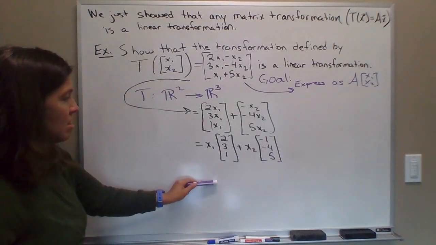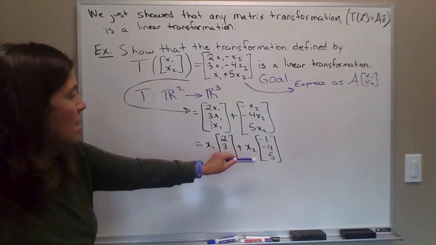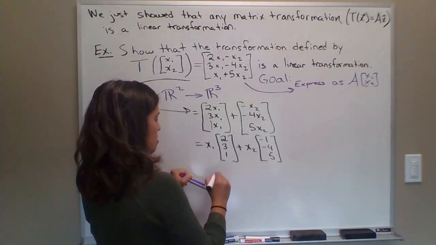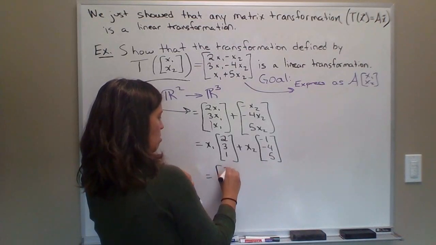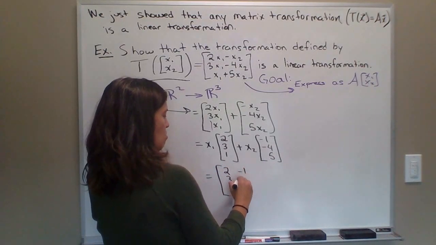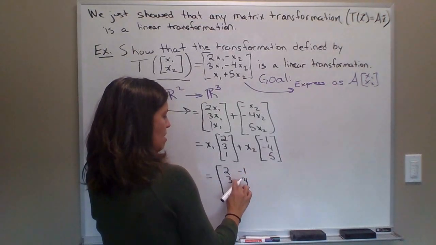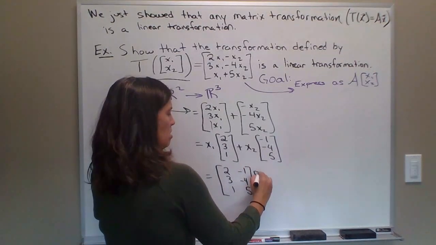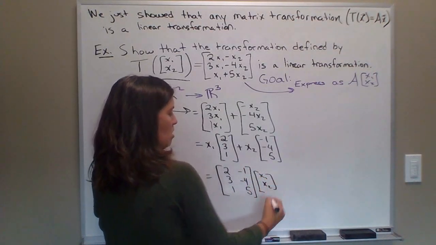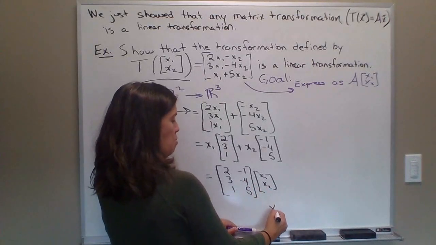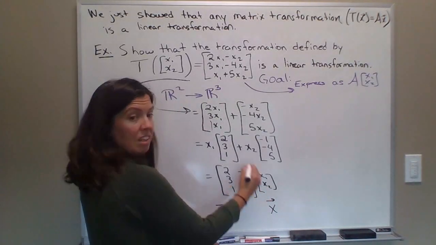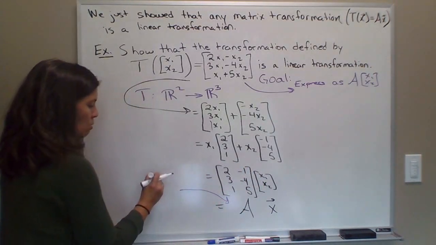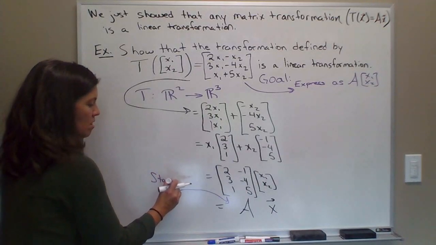And then when you take a step back and look at this, that looks like a matrix vector product right there, where these guys are the columns of A: 2, 3, 1, negative 1, negative 4, 5. And these are columns, I don't want it to look like subtraction there. Times the vector x1, x2. So this x1, x2 is our input vector x, and this right here is our matrix A. There's a name for this matrix. We call it the standard matrix for the transformation.